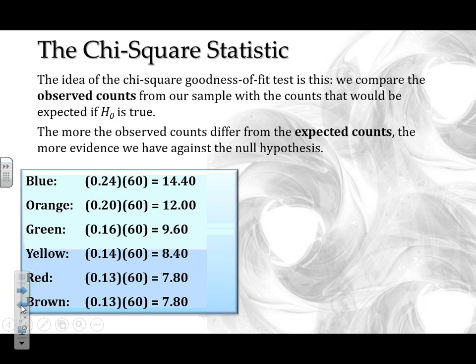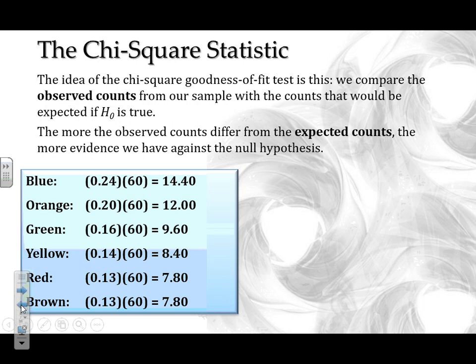numerous candies, so if we opened up bag after bag after bag, on average, we should expect to see 14.4. On average, we should expect to see 12 orange, and so on. So when you calculate your expected counts, those can be decimals. Okay? So you want to keep at least a couple decimal places with each of those expected counts to make the calculations as accurate as possible.